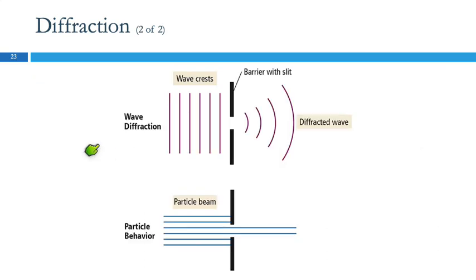So this is what that looks like. So wave diffraction: waves come and they hit this barrier and there's a slit in here. The waves that get through the slit are bent. So they're not straight anymore, they bend. Particles, when they encounter a slit, either go through the slit and continue on their same trajectory, or they hit the barrier and they don't go through. So particles behave like this and waves behave like that.